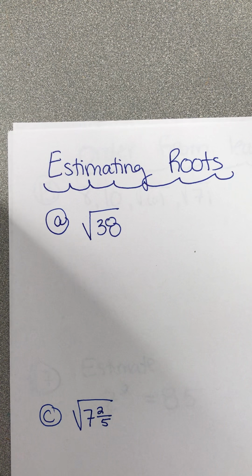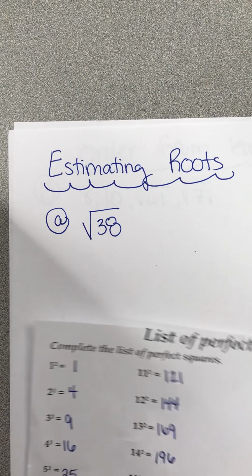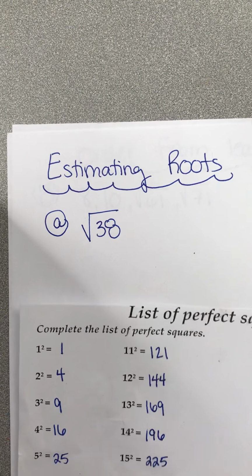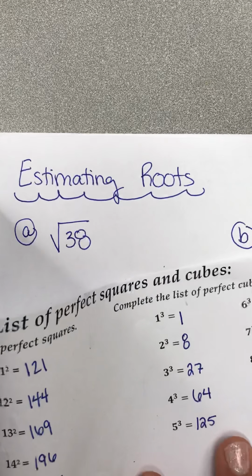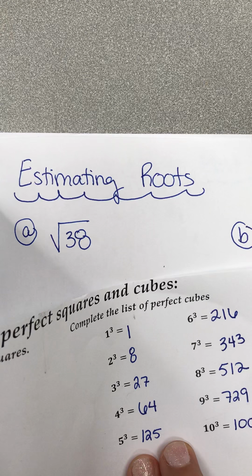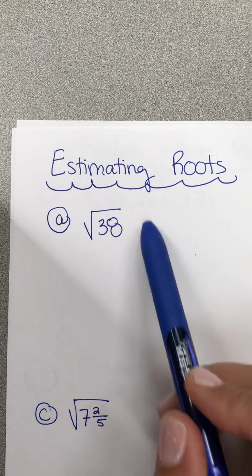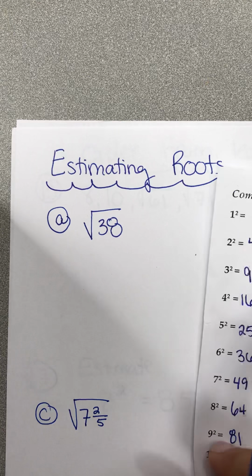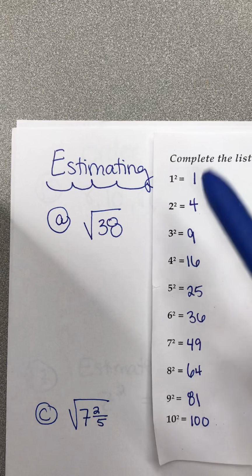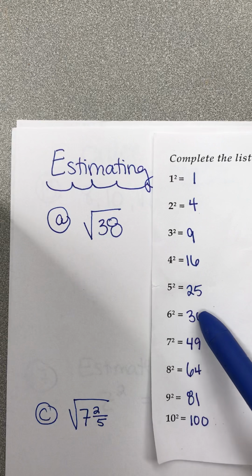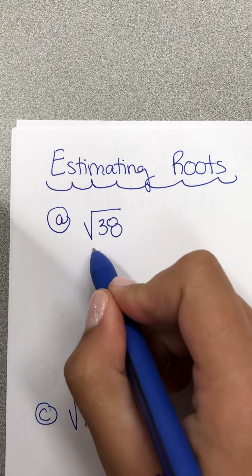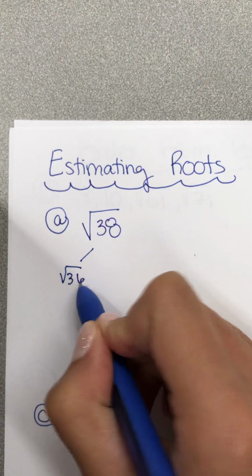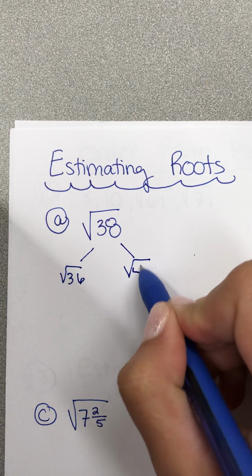All right, so in section 1.9, we talked about estimating roots, and we made sure that we looked at our list of perfect squares when it was a square root problem, and a list of perfect cubes when it was a perfect cube. Okay, so the first thing that we want to do is look at 38 and find where 38 falls between on our perfect squares list. 38 falls between the square root of 36 and the square root of 49. So I'm going to write that here, the square root of 36 and the square root of 49.